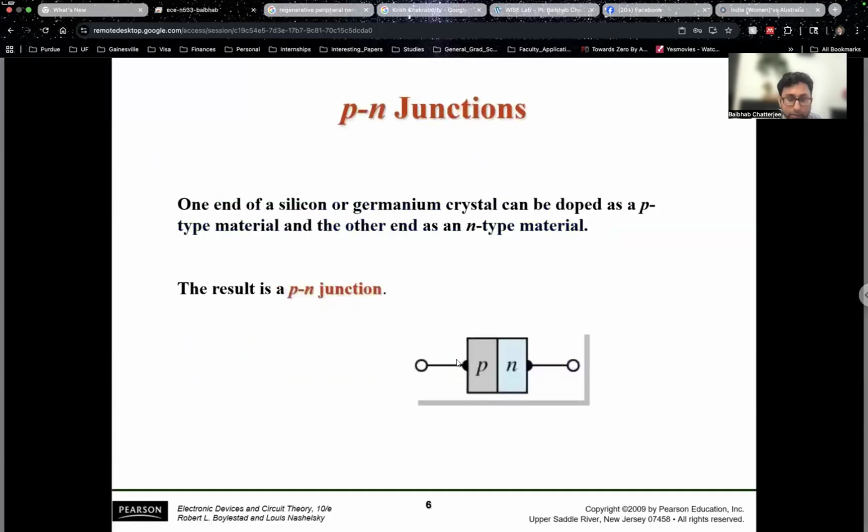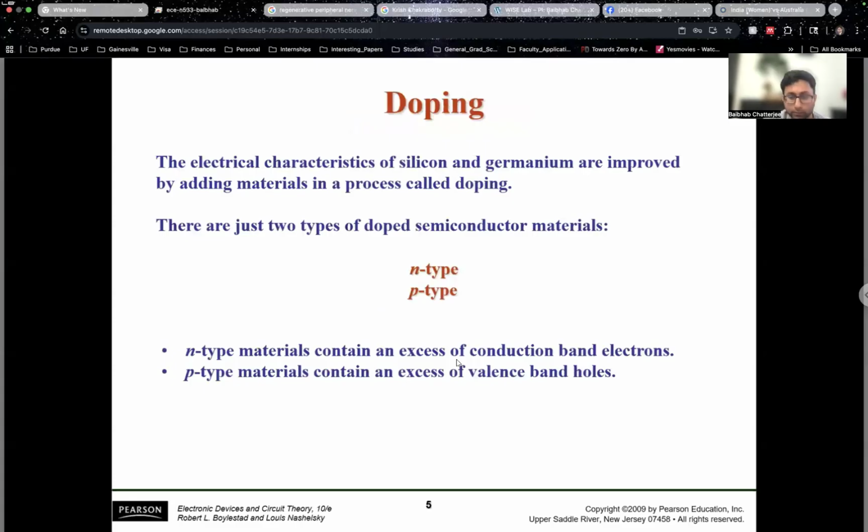What is meant by, let's see if I have a... okay, I do not have a slide separately. Let's just try to understand what is meant by N-type semiconductor then.